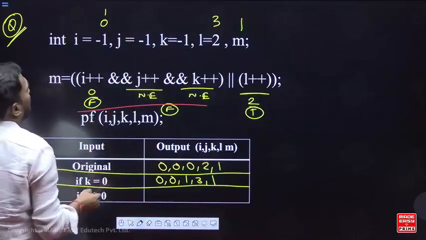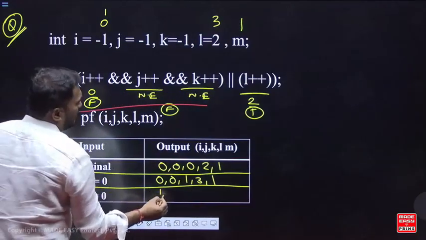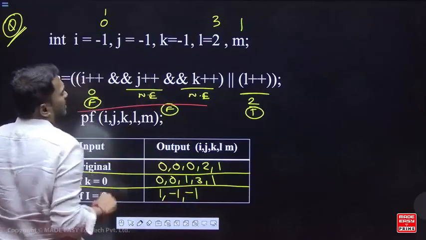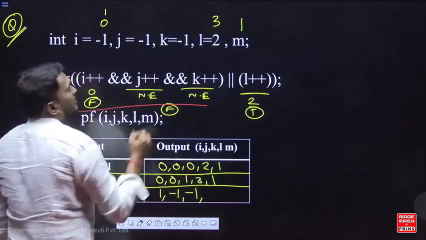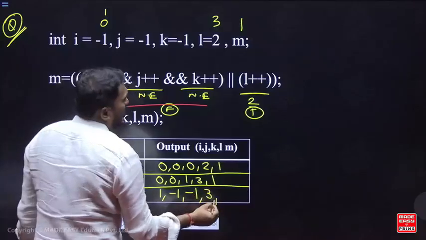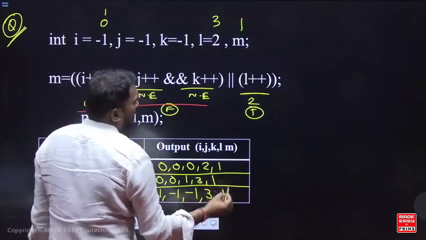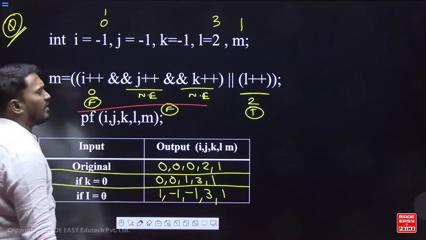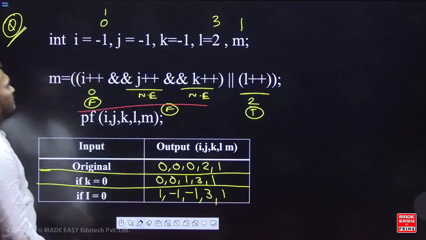Now tell me what the values are. If i equal to 0, the i value becomes 1, the j value has no change, minus 1, the k value has no change, minus 1. And next, what about the l value? 3. And next, what about the m value? 1. Is that clear? Did everyone understand? Because it is true, the m value becomes 1. Is this clear for everyone?